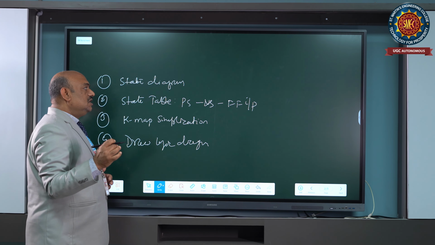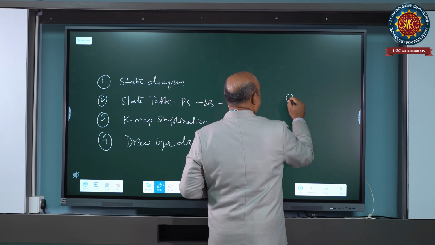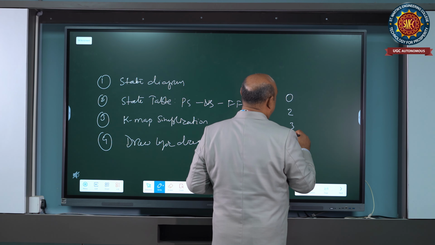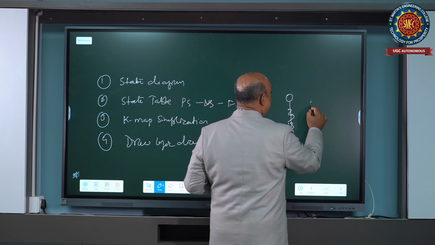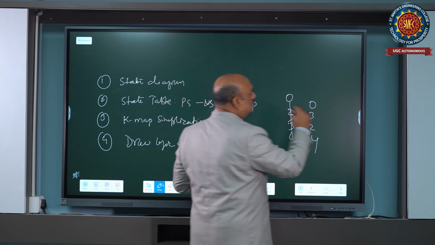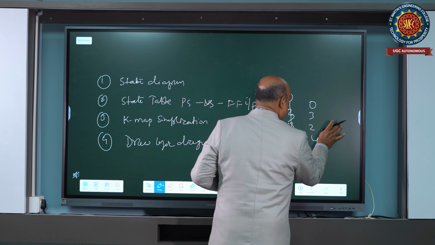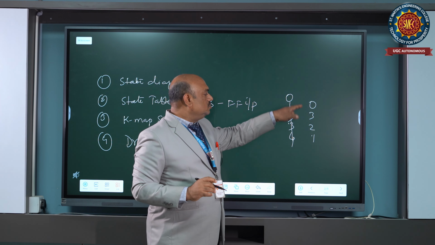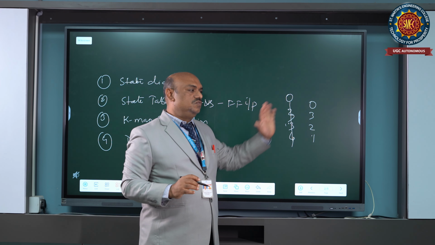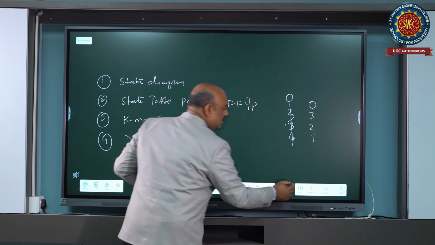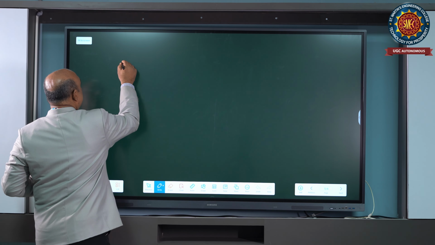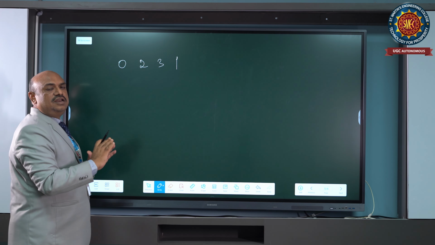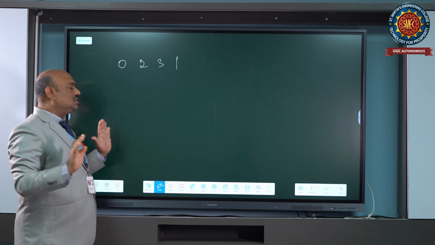For example, we are designing a 2-bit counter. A 2-bit asynchronous counter will normally count 0, 1, 2, 3, but here we will design 0, 2, 3, 1. It is not a proper sequence. We are designing an uneven sequence: 0, 2, 3, 1.